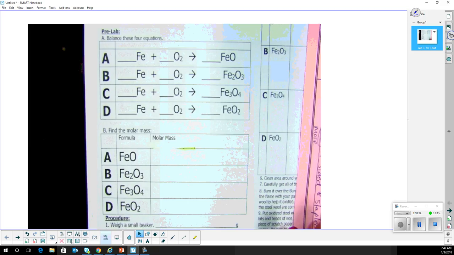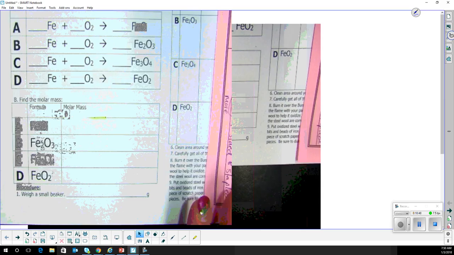Once you get those balanced in part B, go ahead and add up the mass of those compounds. Remember, we use the periodic table and we find out how much each one is and times it by the subscript.